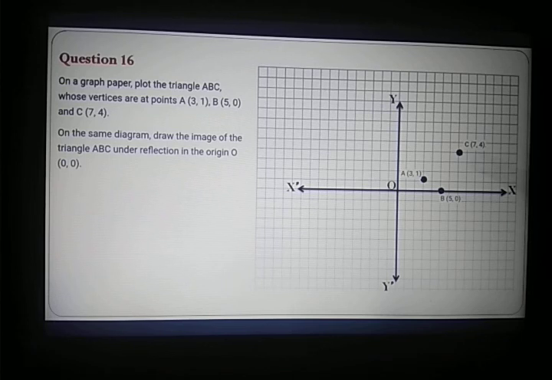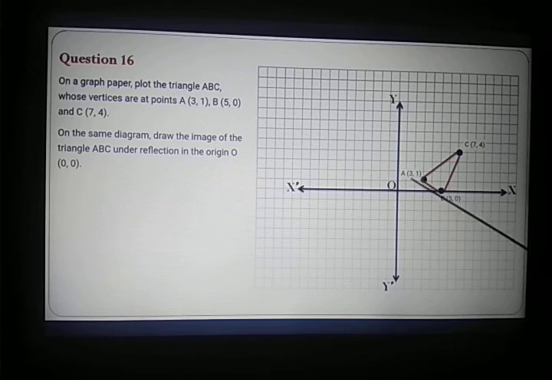Now I have plotted A, B and C. We need to join them to form triangle ABC. So when I join them, I will get this triangle. Now on the same diagram, draw the image of triangle ABC under reflection in origin. That means we need to find the image of each vertex through origin.